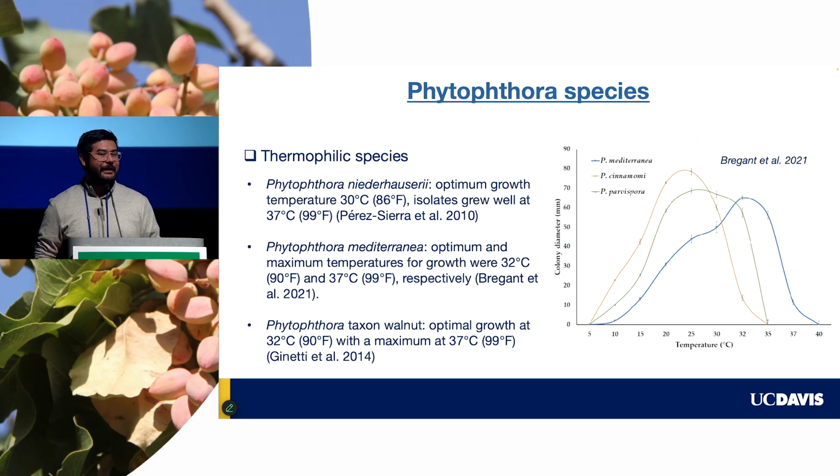I do want to emphasize that these are new species that have been described affecting pistachio, and part of why we think they're beginning to be such a bigger issue is that these are thermophilic species. What that means is that they are better acclimated to warmer temperatures. If we look at niederhauseri, the optimal growth temperature is around 86 degrees Fahrenheit. The other 2 species are at about 90 degrees Fahrenheit. But there are some isolates that have been shown to be able to grow up to 99 degrees Fahrenheit.